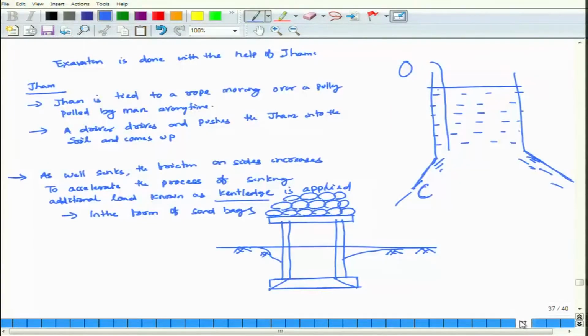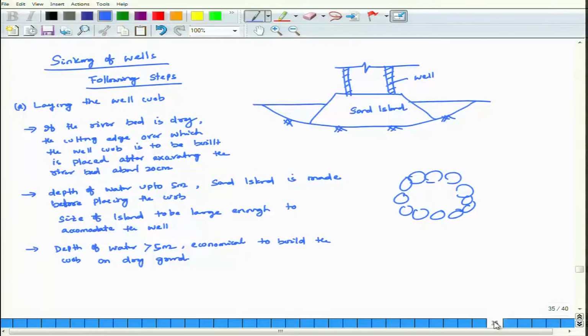So, if you look at here, what I have started with, the sinking of well, what are the following steps? First one is laying the well curb. There are three cases. If river is dry, it is very easy. If there is a water table up to 5 meter, then you can create a sand island before placing a curb. Size of the island to be large enough to accommodate the well. If depth of the water is greater than 5 meter, either you have to do by means of island or you try to do it on the dry side.